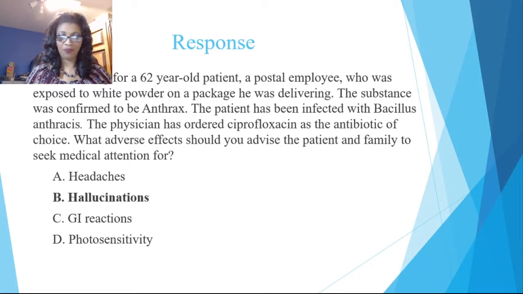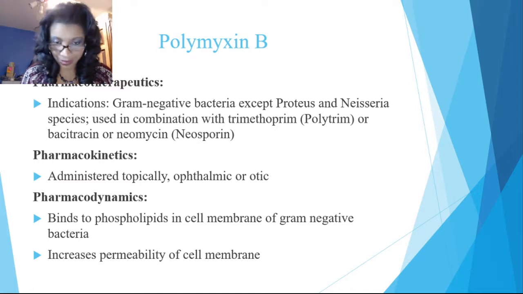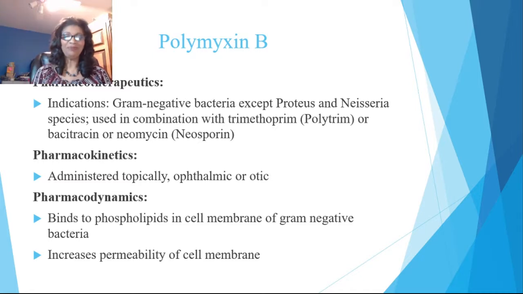Good to know. Our last medication is going to be polymyxin B. Polymyxins are older antibiotics. They're different from quinolones and fluoroquinolones and cyclic lipopeptides, according to Aschenbrenner and Venable. And they are indicated for gram-negative bacteria, except Proteus and Neisseria. They're used in combination with polytrim or neosporin. They're typically administered topically or ophthalmically or otically, ear, eye, skin.